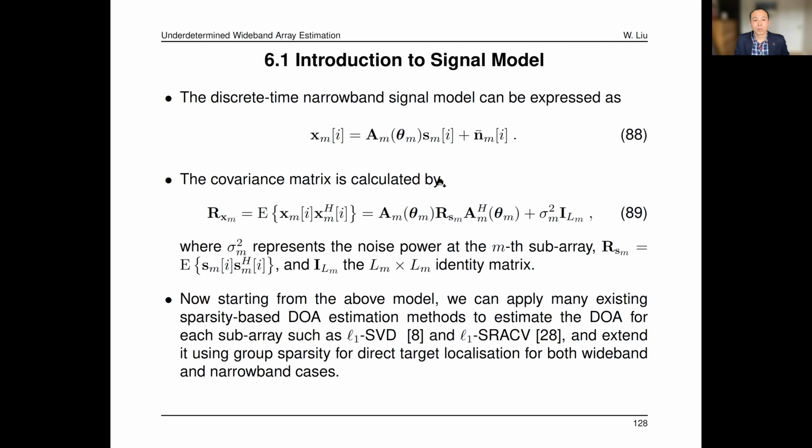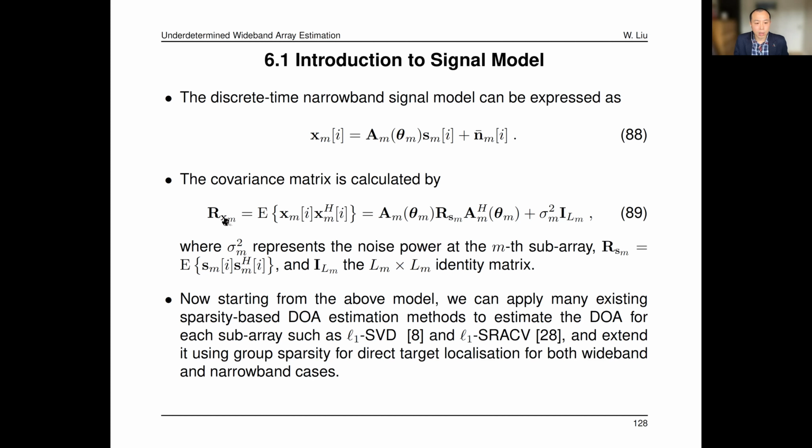And for each platform, each subarray, we can have this discrete time narrowband signal model. We focus on the narrowband first, okay? It's given by this, where i is the time instant, the sample index. So you have this steering matrix, and this is the source signal, and for each we have this s_m. For different platforms, the source signal will be different. We don't require them to be the same; they come from the same target, but the signal can be different for different subarrays, okay? And here is the noise part.